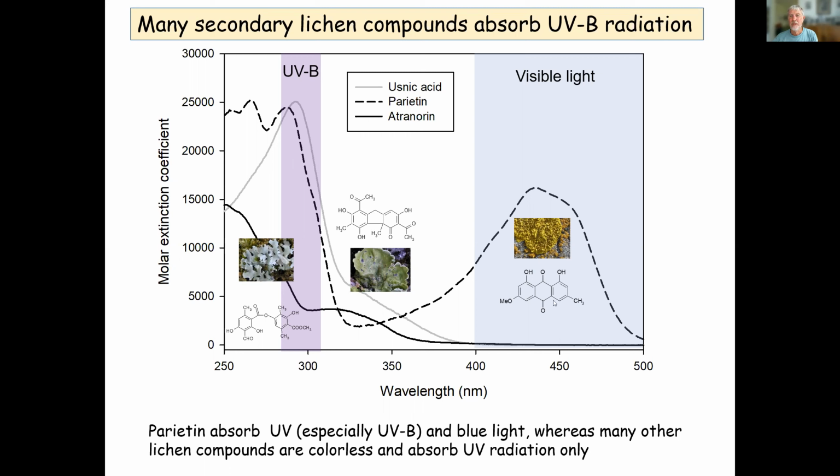I have the yellow compound parietin in Xanthoria aureola, Xanthoria parietina. Parietin absorbs blue light, it absorbs some UVA and also UVB efficiently. You also have the absorbance of two colorless or almost colorless secondary compounds, usnic acid and atranorin. Atranorin and usnic acid absorb almost no visible light, but they absorb some UVA and they absorb UVB efficiently.